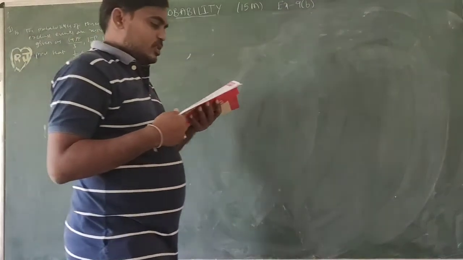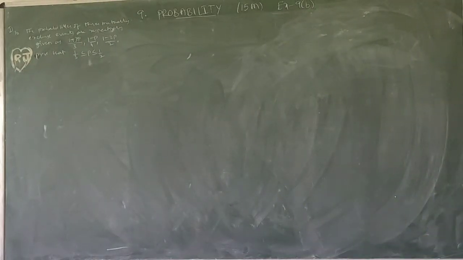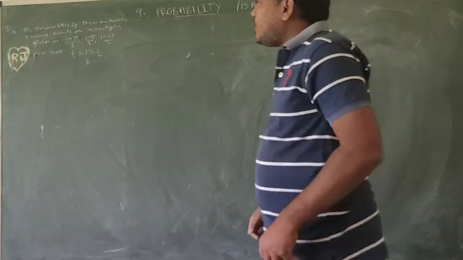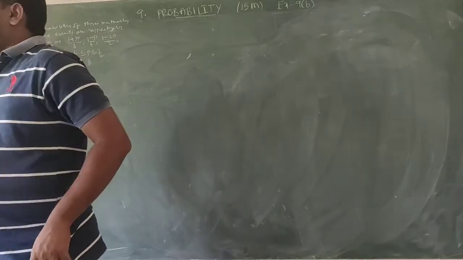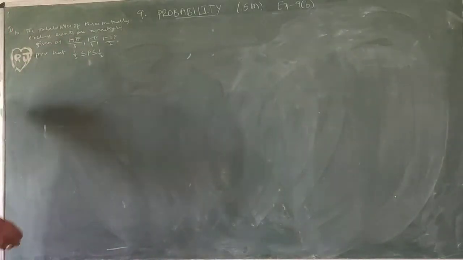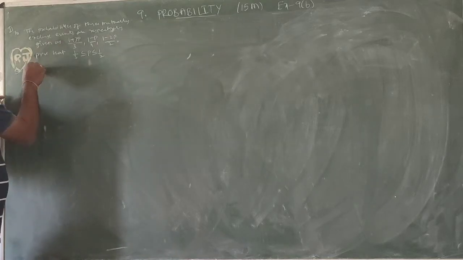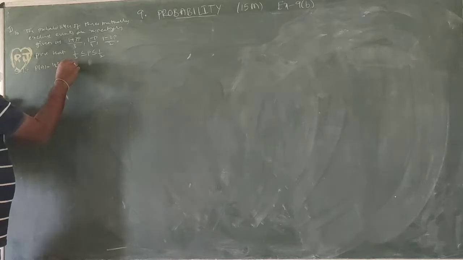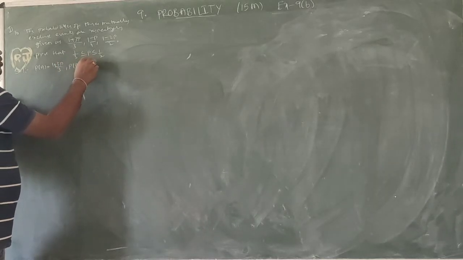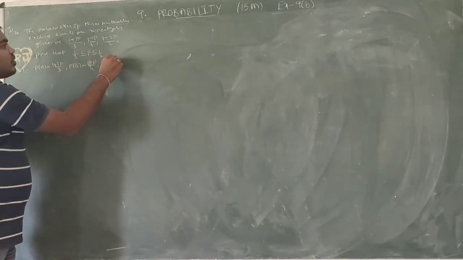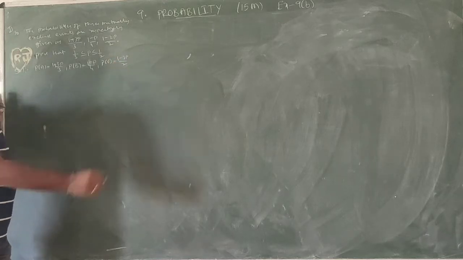So according to this, we need to prove that the value of p lies between 1/3 and 1/2. So the solution. I am taking P(A) = (1 + 3p)/3, P(B) = (1 − p)/4, P(C) = (1 − 2p)/2.